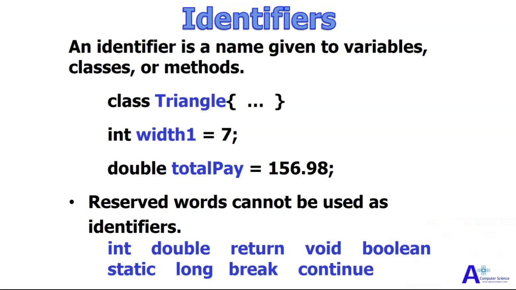Last thing, reserved words cannot be used as identifiers. There are certain names in Java that you can't use, such as int. Int is a variable type. I cannot name a variable int because int is already used. That's going to confuse the compiler. Same thing with double, return, void, boolean, static, long, break, continue. Those are all reserved words in Java that I don't get to use when I'm naming things.